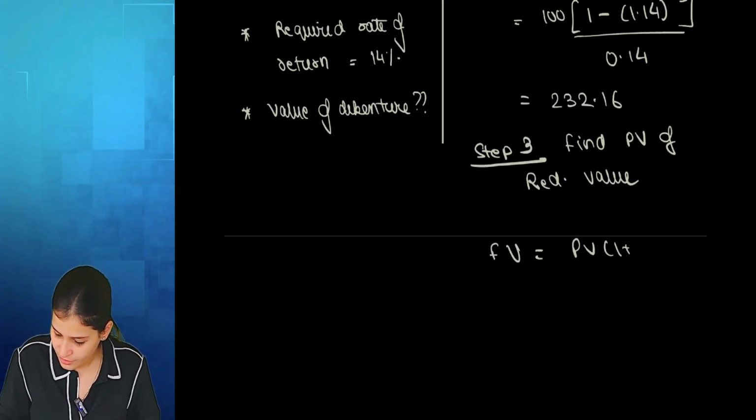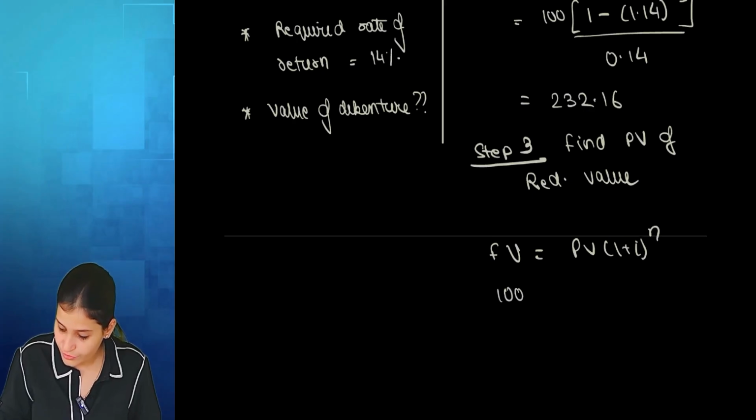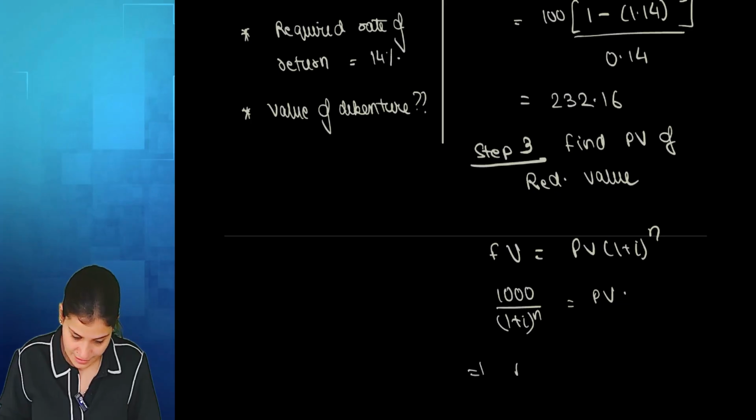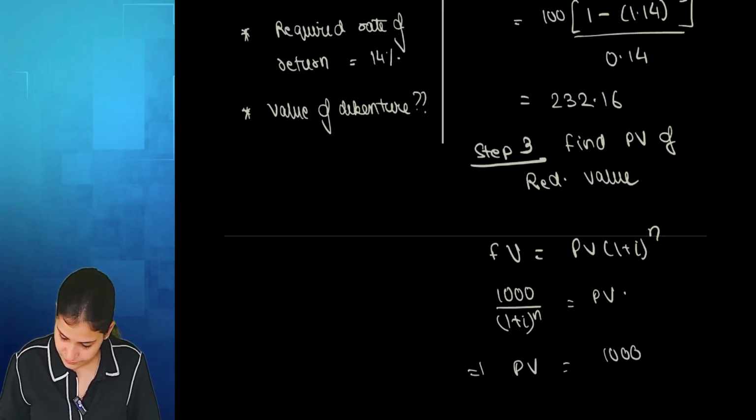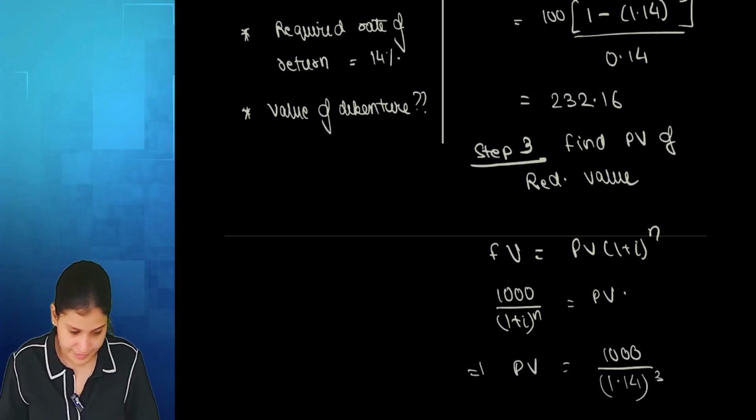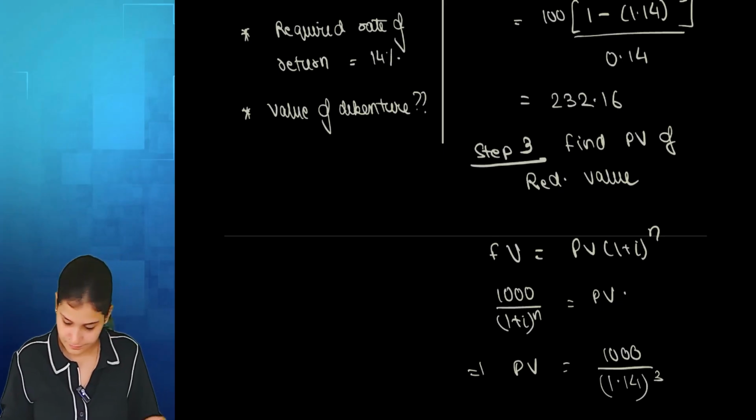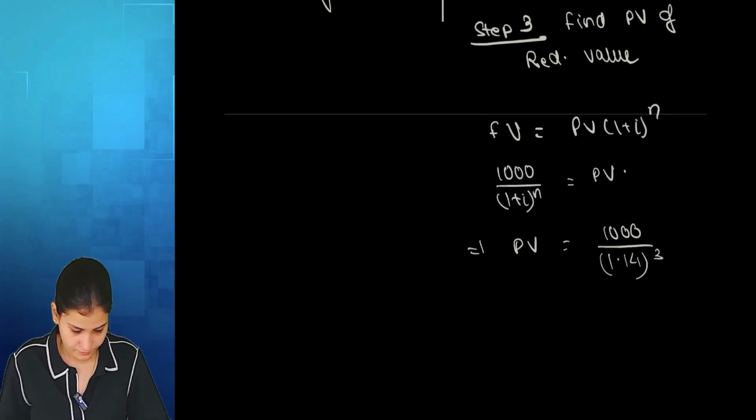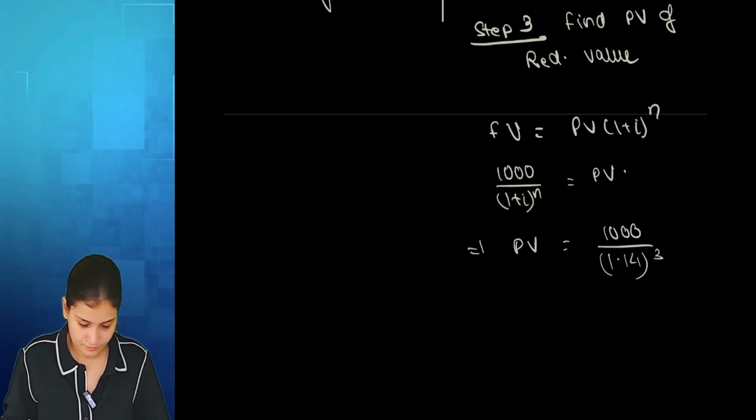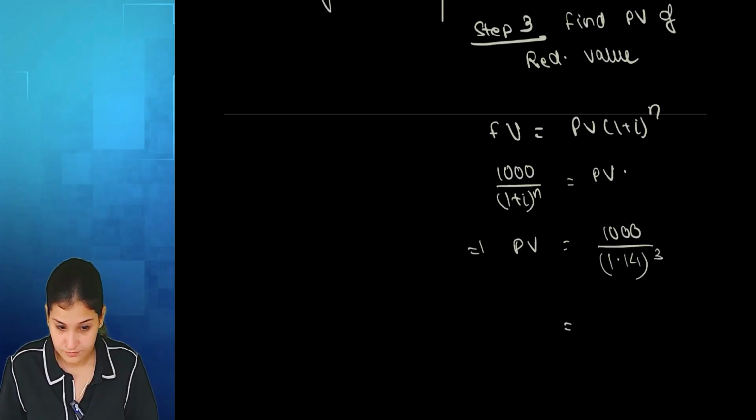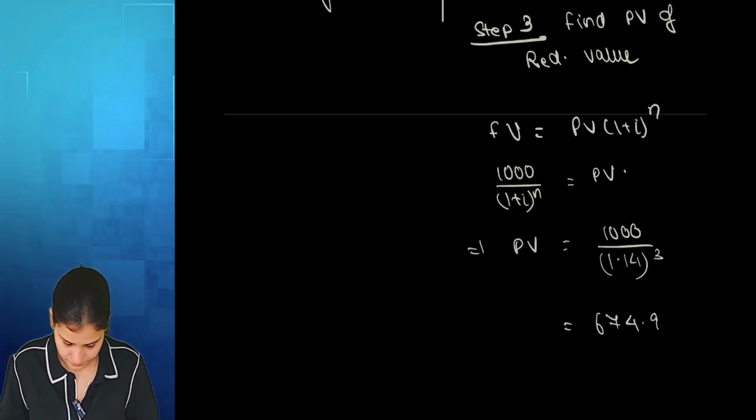Present value is future value divided by (1 plus I) power n. So I want you to return me 1000 rupees. That is the future value. Again 14% only, 1.14 to the power 3. Answer: 674.97.